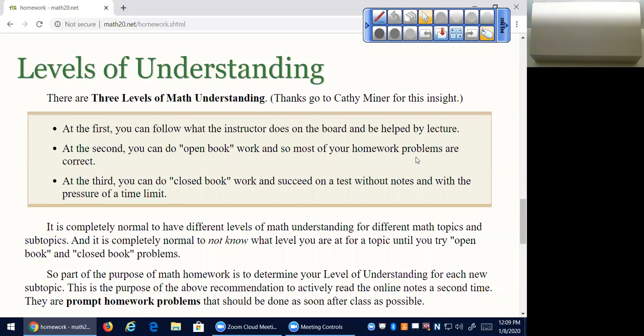So the job of homework, the reason you have to do homework, is that you need to move up these levels. If you were taking Math 25, level 2 would be the end. Everything in Math 25 is open book. But in Math 20, you actually need to get here. There's some things that you just have to do closed book.